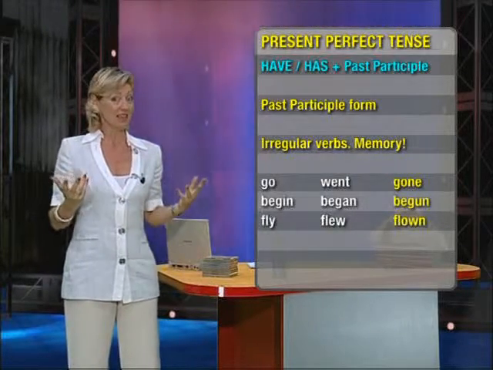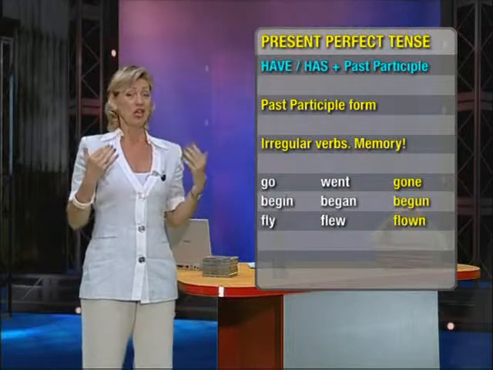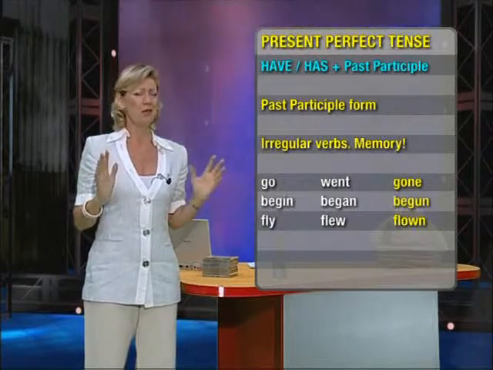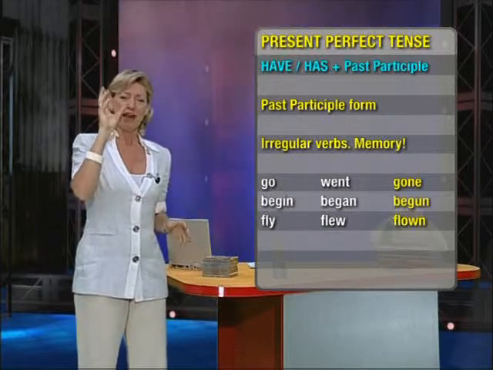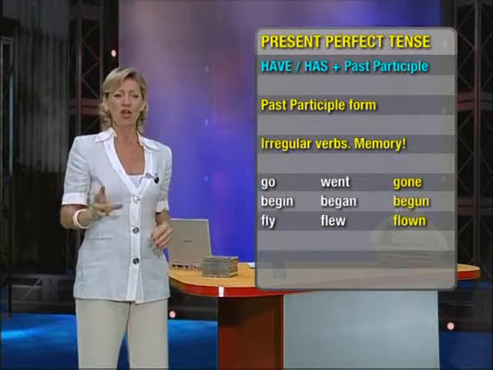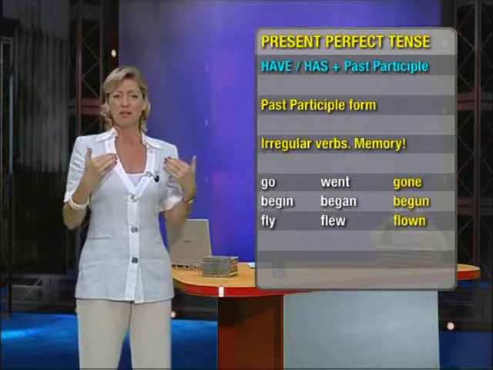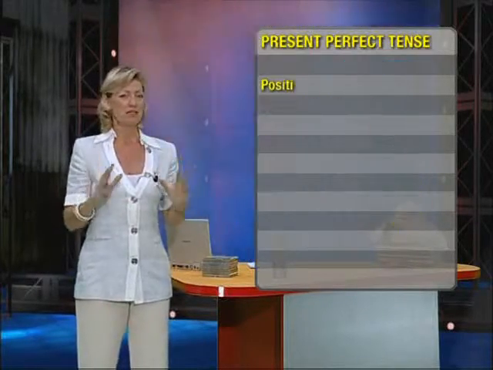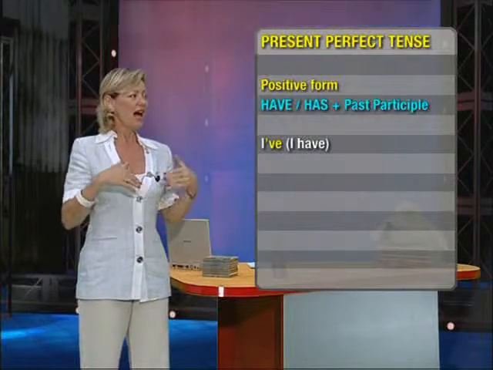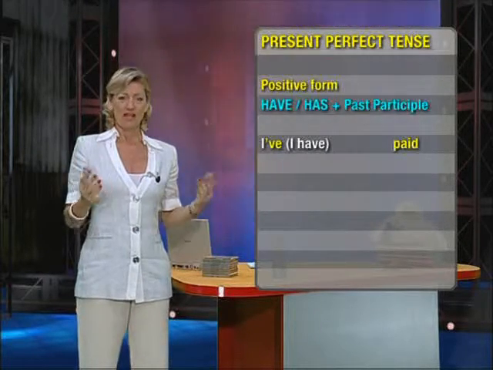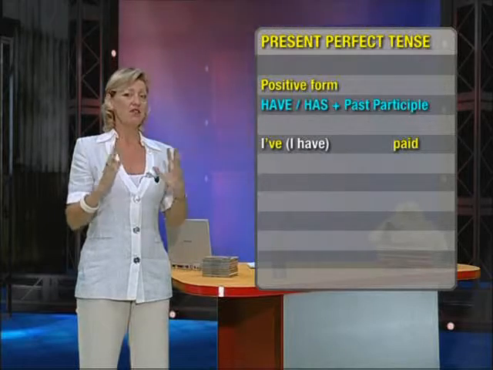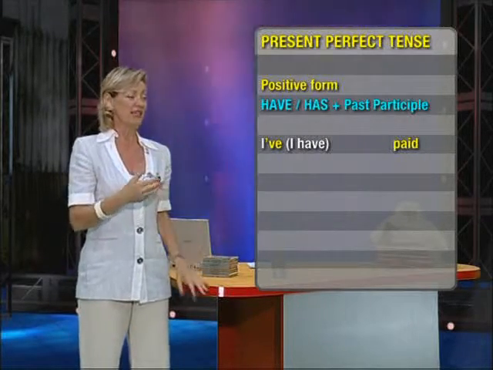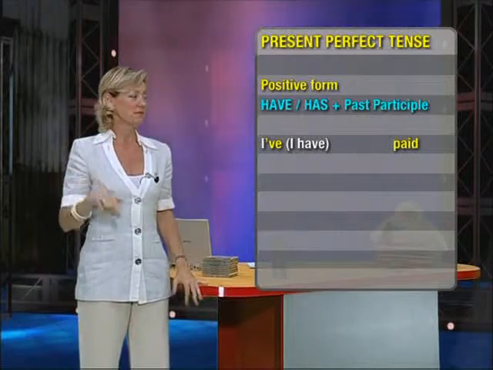Now here, like the past tense, you have to memorize them by heart. That's the only way. So in the verb paradigm, you need the third column in order to construct the present perfect tense. Let's look at some positive sentences. I've paid. Now, we contract I have into I've, as we always do in English. I've paid. Pay, paid, paid.